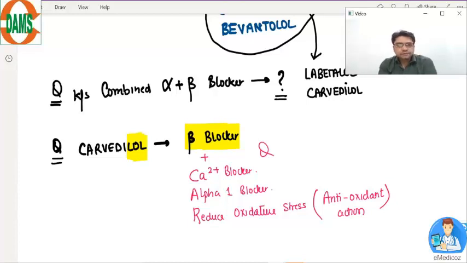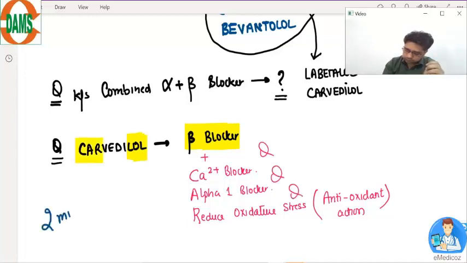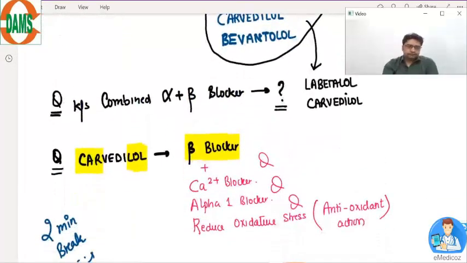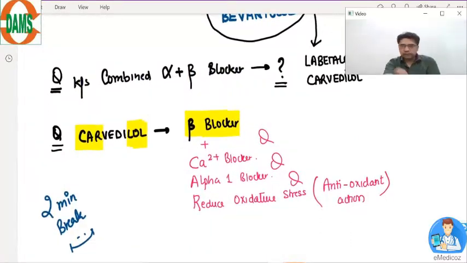Okay. So let's take a 2 minutes break. Yes, all beta blockers end with the word "lol". Facebook wala lol. Lots of love. Okay, so we are taking a 2 minutes break. Not 5 minutes, 2 minutes break.